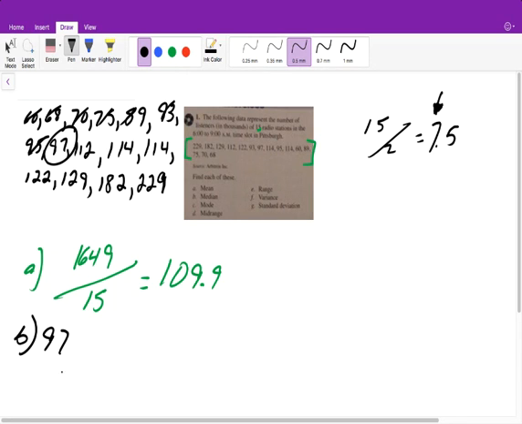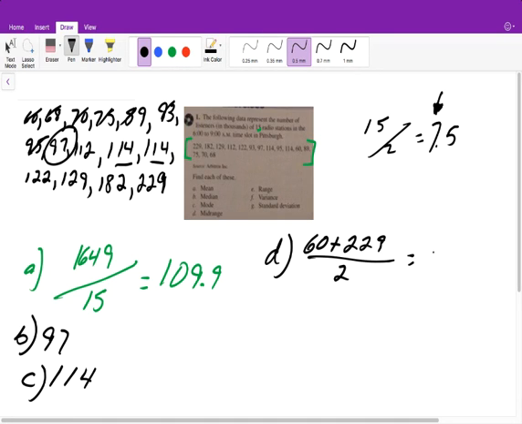The mode is which one occurs the most. So 114 occurred twice. So our mode will be 114. For our mid-range, we take the smallest number, 60, and add it with the biggest number, 229. And then we divide by 2. So 60 plus 229 will be 289, divided by 2. Let me write it down here. This will be equal to 144.5. Right, so our mid-range will be 144.5.